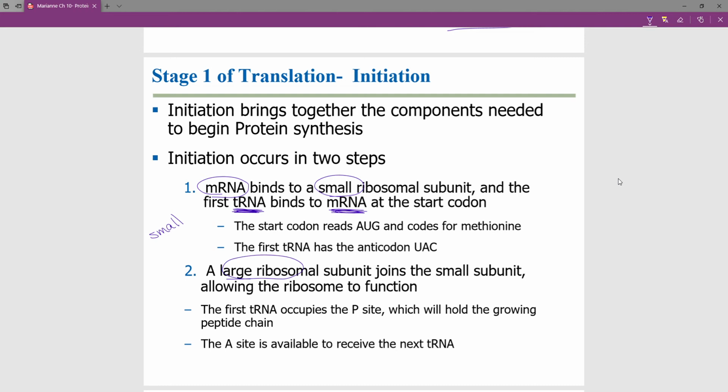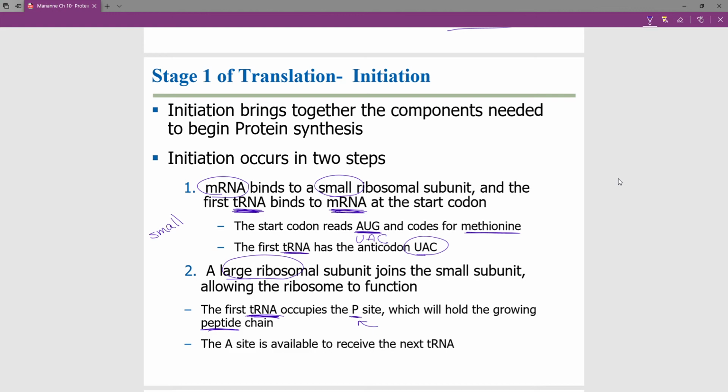And so the large subunit now joins the small subunit with its messenger RNA, and the first tRNA is going to go into that P site, that protein site, the peptide chain, whatever P was standing for in your world. The first tRNA goes into the P site. It should be at the start codon. So if we remember, AUG coded for methionine and was the start codon, and the first transfer RNA has the anticodon UAC because that's what would pair with my start codon.